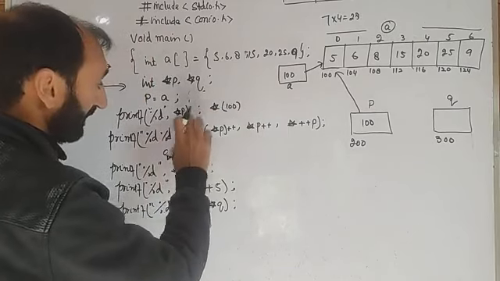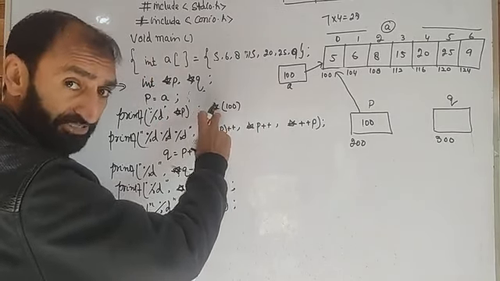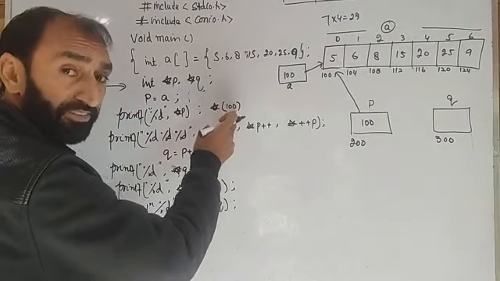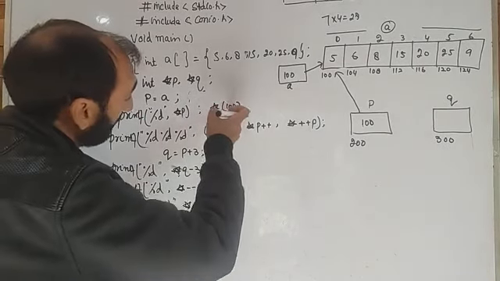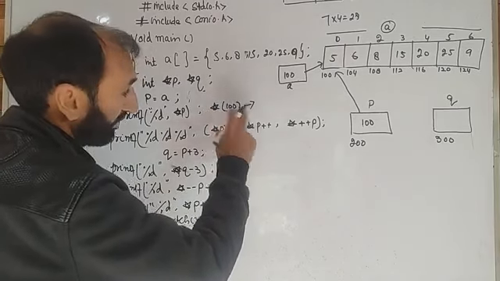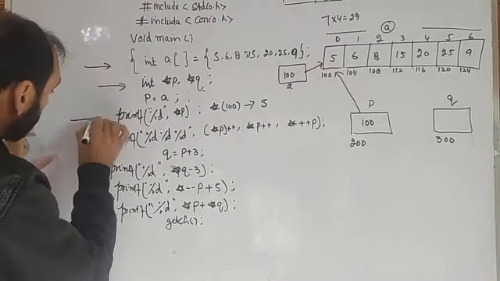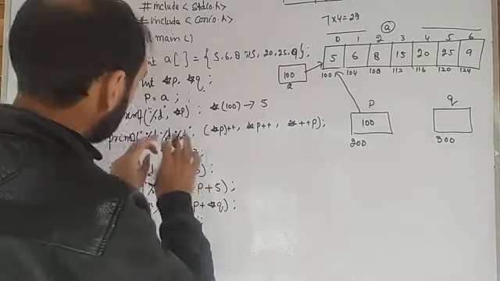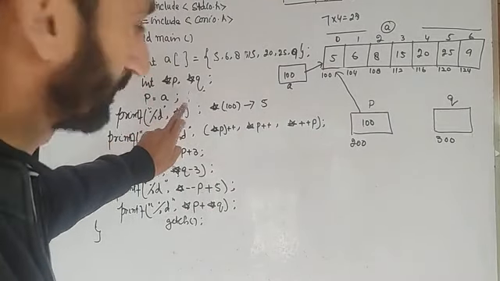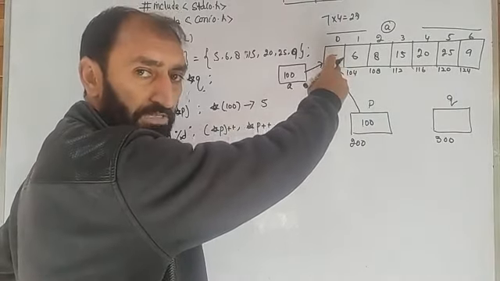Okay, P is 100. This means that this asterisk symbol, the indirection operator, gives the value at address. What value is stored at 100? The value at 100 is 5. It will return 5. So the output of this instruction would be 5. When printf %d with the indirection operator executes, it returns the value 5 and prints it.